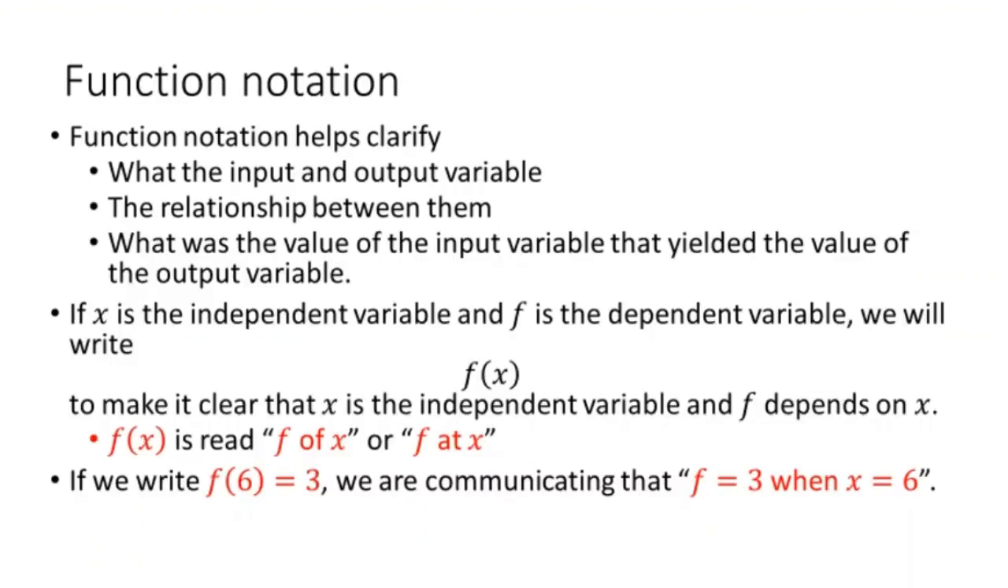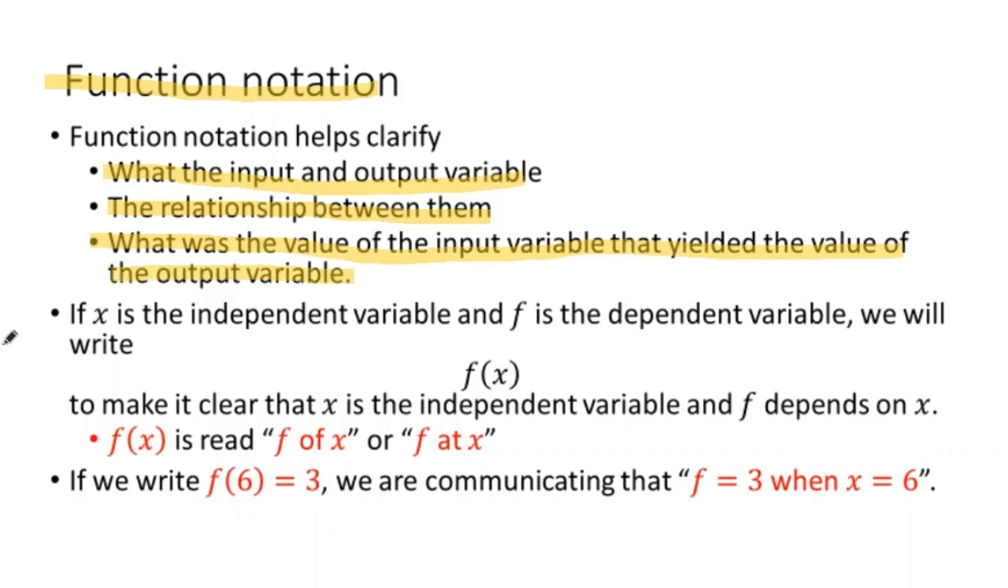In many different scenarios, you may have to work with either several different functions or plug in several different inputs into your function, or a combination of the two. To help communicate, we use something called function notation. Function notation is used to help communicate 3 things. What is the input and output variable? The relationship between them. What was the value of the input variable that yielded the value of the output variable?